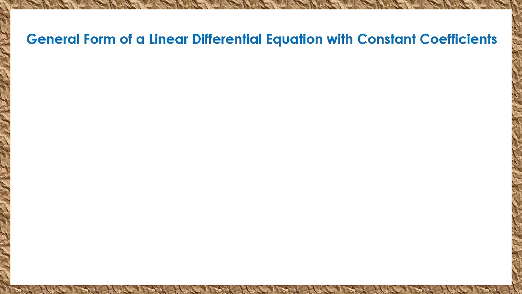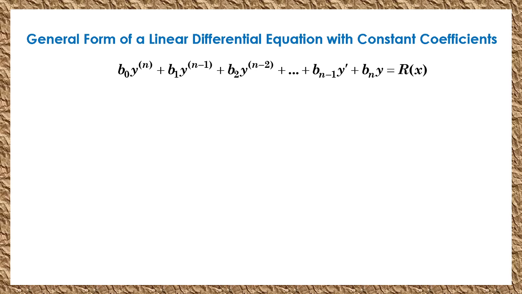The general form of a linear differential equation with constant coefficients takes the form b sub 0 times y of order n, plus b sub 1 times y of order n minus 1, meaning the derivative of order n minus 1 with respect to x, plus b sub 2 times y of order n minus 2, all the way to b sub n times y, and that is equal to r of x. So this is the general form of a linear differential equation with constant coefficients.